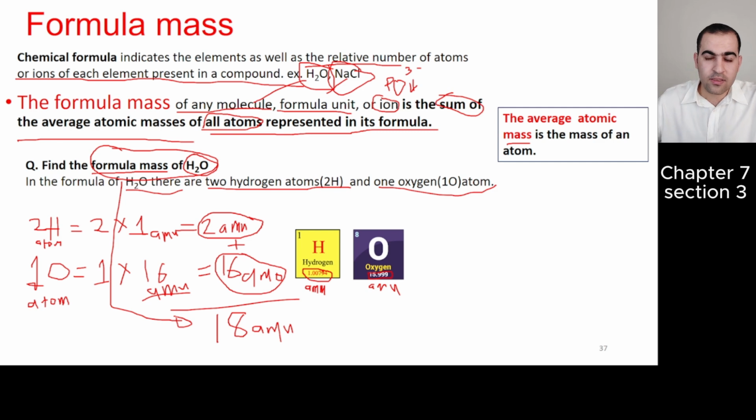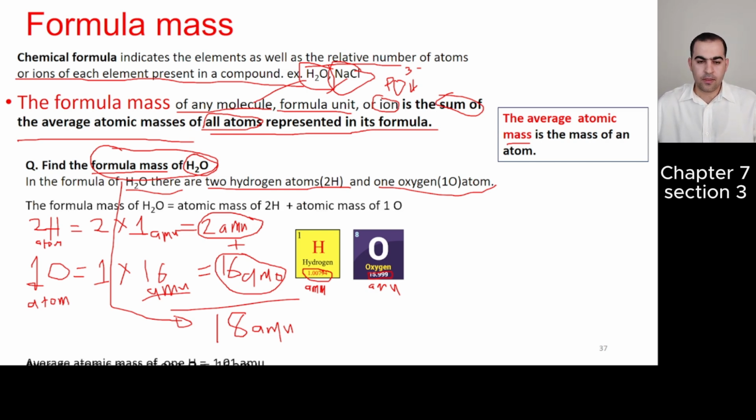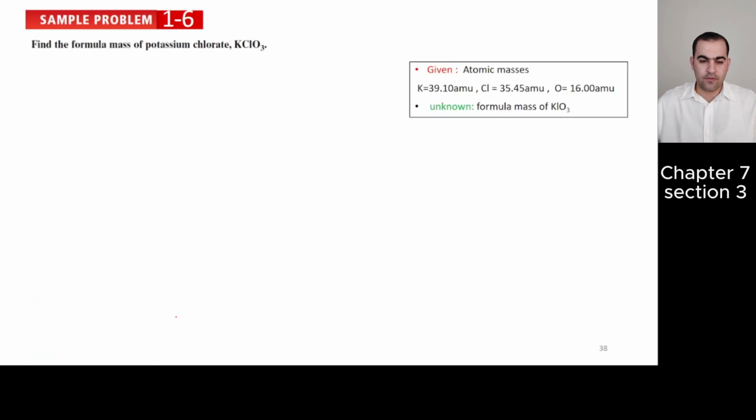So 18 AMU is the formula mass of H2O. We can say this is the mass of 2 hydrogen and 1 oxygen atom. This is how we find the formula mass. Okay? That's it.